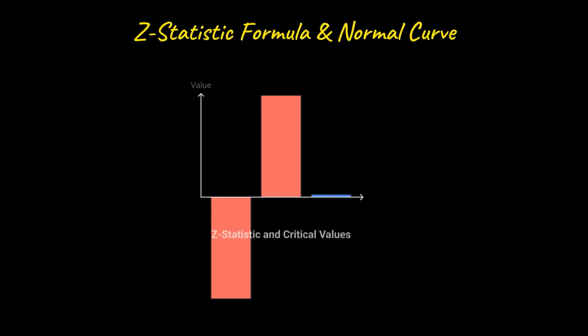The Z statistic is the difference between the sample mean and the population mean divided by the standard error. The resulting value is compared against the standard normal distribution. A Z value beyond plus or minus 1.96 marks statistical significance at the 5% level in a two-tailed test.